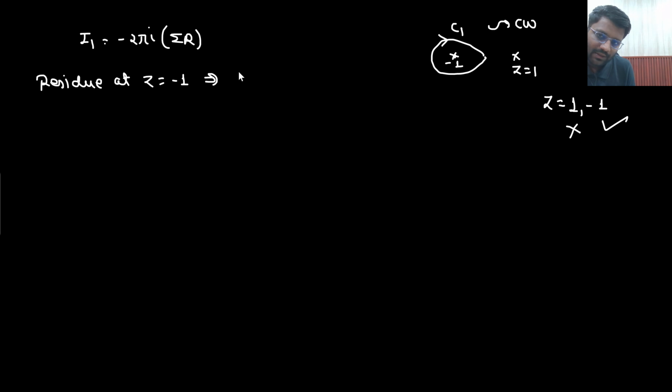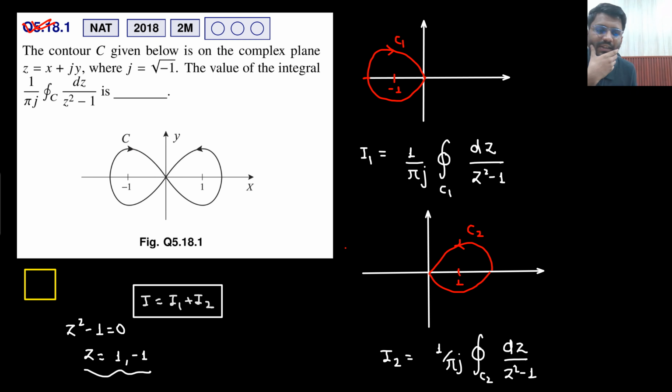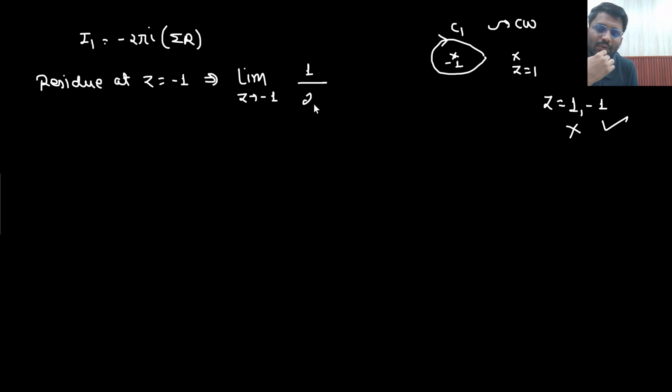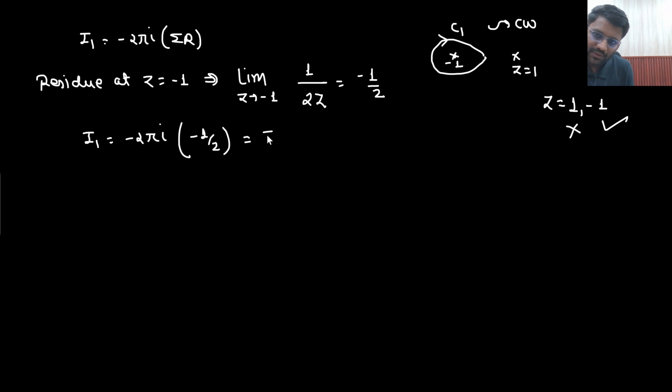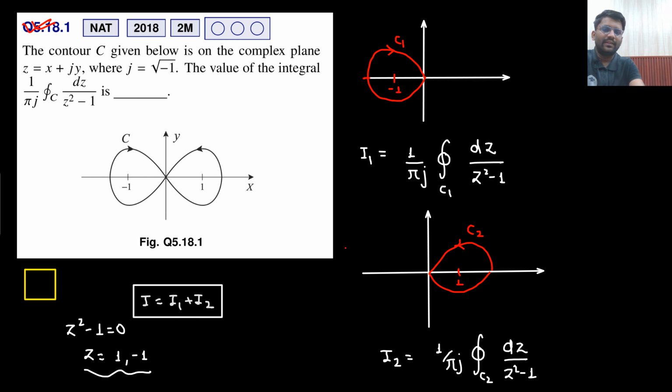So that would be nothing but limit z tending to -1, numerator as it is, divided by the differentiation of denominator, that is 2z, z tending to -1, answer will be -1/2. So here what answer will you be getting? Sir, I1 will come out to be -2 pi iota into -1/2. So answer will be pi iota. Okay. Again, they are dividing by pi iota as well.